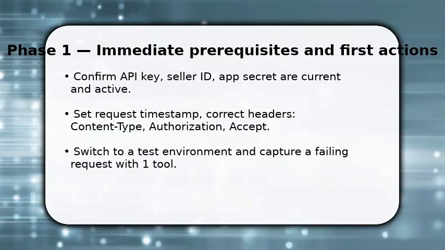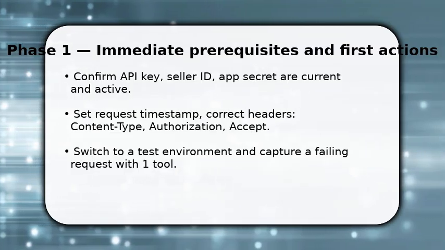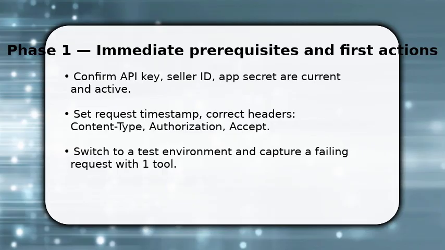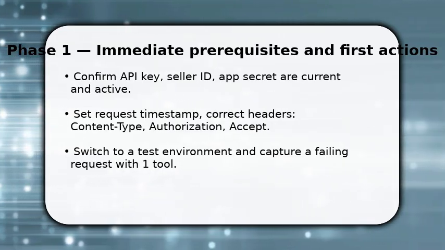You start by verifying prerequisites. API key, seller ID, and app secret must be current. Then, form the first request. Set timestamp and essential headers like content type and authorization.